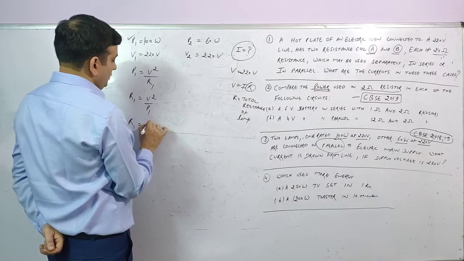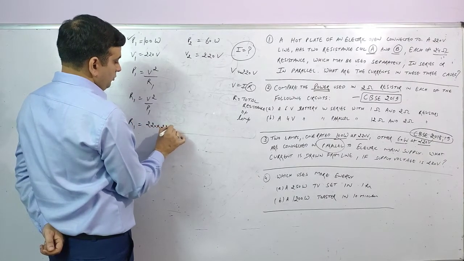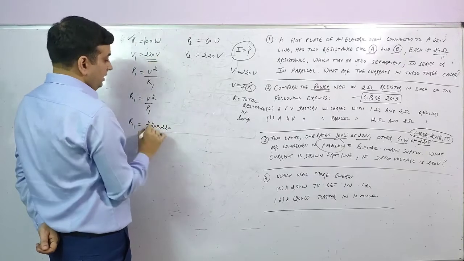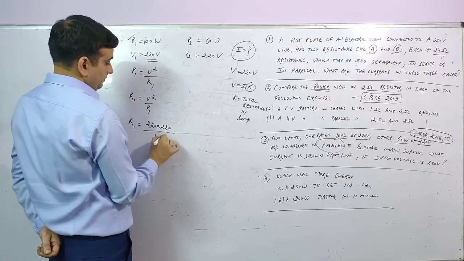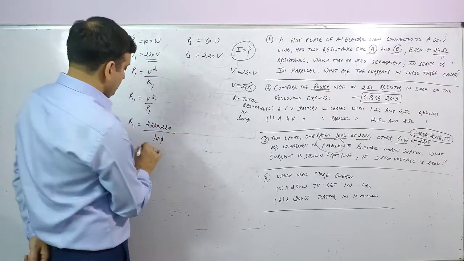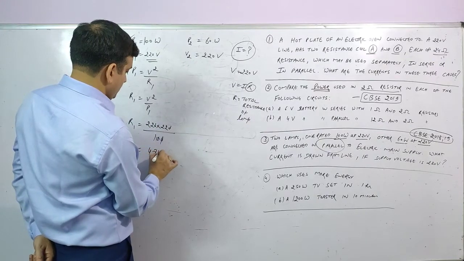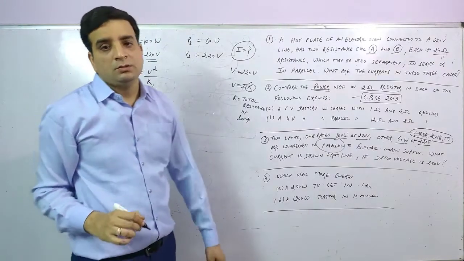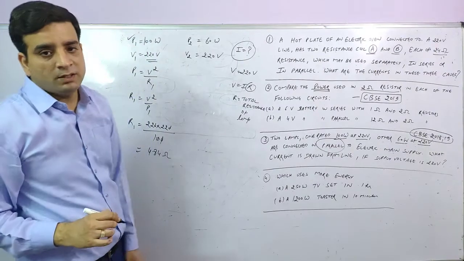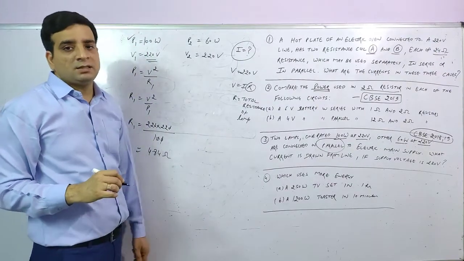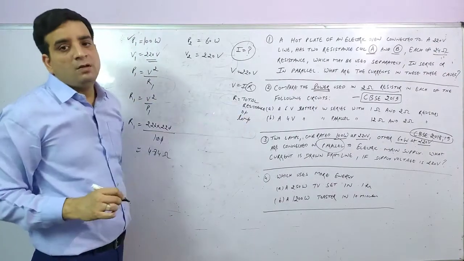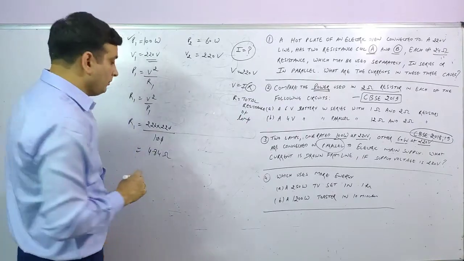So R1 is equal to 220 into 220. V is given as 220 and the power is 100. So I think it is 484 ohm. So that's how we can calculate for the first one. Resistance of the first lamp is 484 ohm.